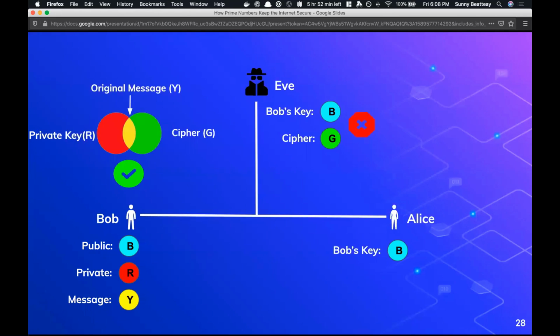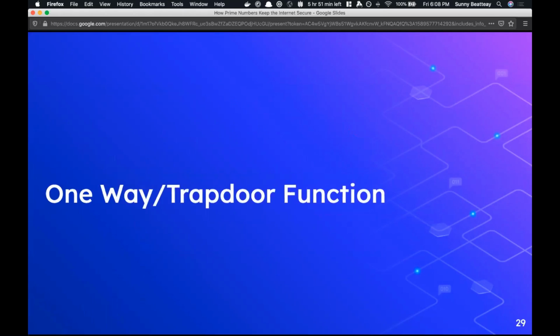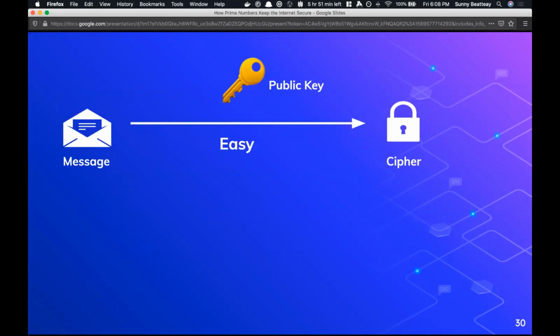And so the reason that Eve cannot use the public key to decrypt the cipher is because encryption is known as a one-way function. Technically, it's a trapdoor function, but I'll give the distinction in a second. So encryption is a one-way function, meaning that it works very easily in one direction. So in this case, if you had a message and you had a public key, you can very easily encrypt that message into a cipher.